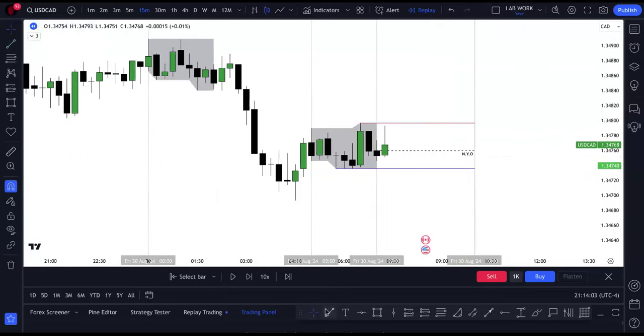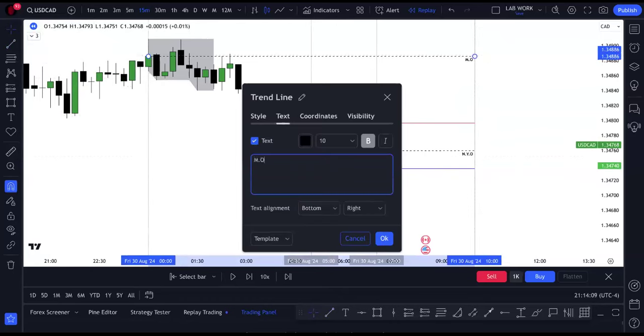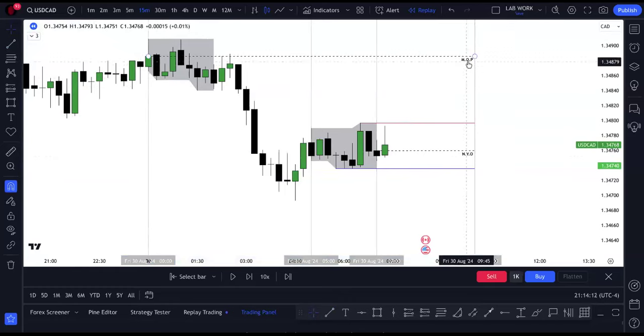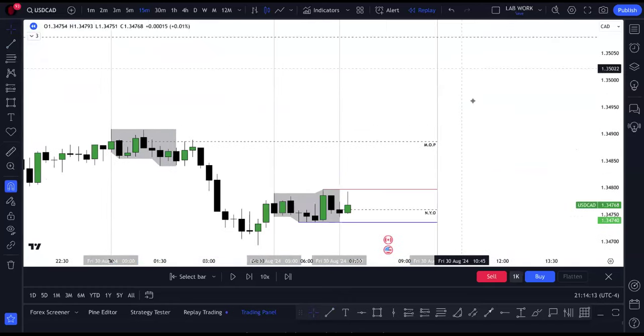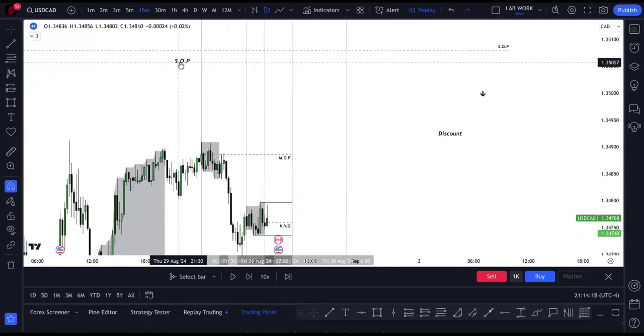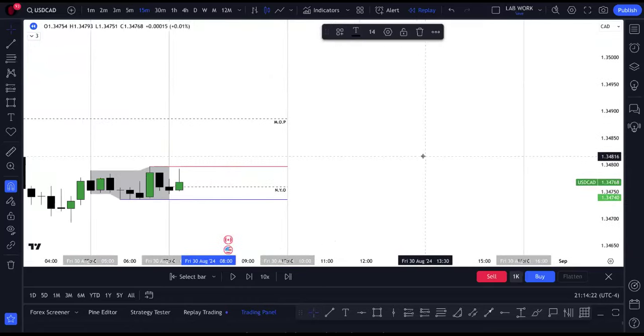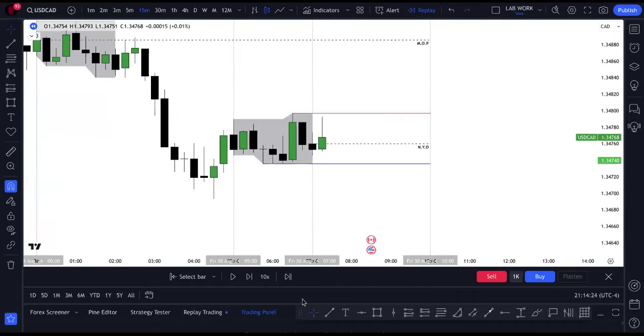Perfect. Now we're looking for midnight. Midnight's all the way up here. So we're cheap. We're very cheap. We're all the way below midnight opening price, true day open. We're cheap. And we're also below, let's get that other one, we're also below Sunday's opening price. Let's play it forward and see what happens.